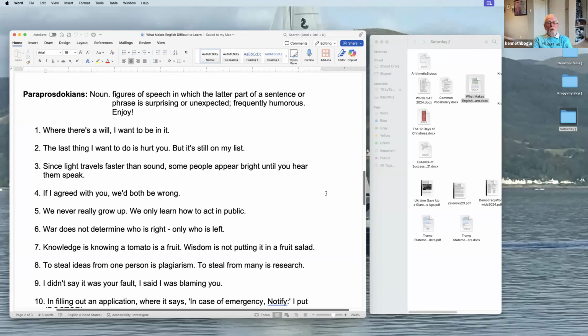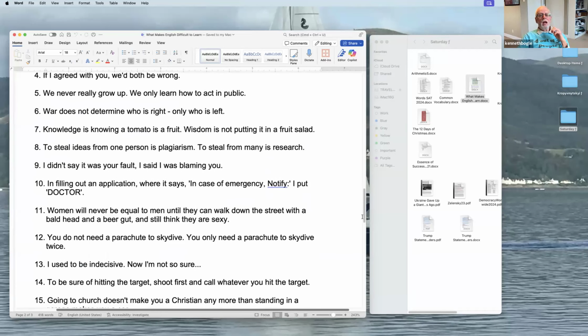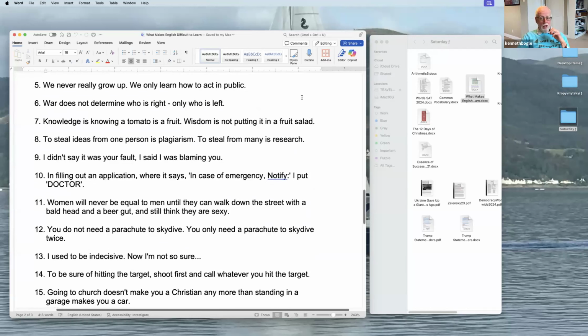Vladislava, can you do number 4? If I agreed with you, we'd both be wrong. It's like, yeah, it makes sense. It makes sense, but it is meant to be funny, correct? Yeah. All right. So let's do more. Let's keep it up because I want you guys to read in English and see how it goes.